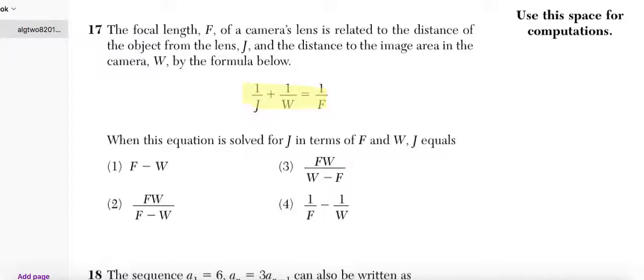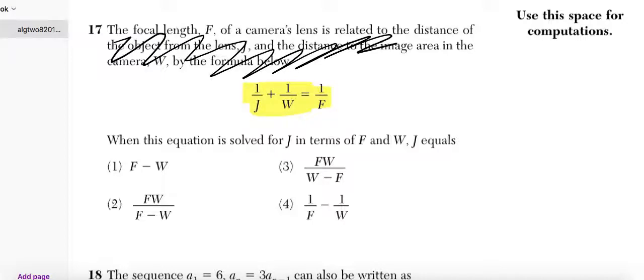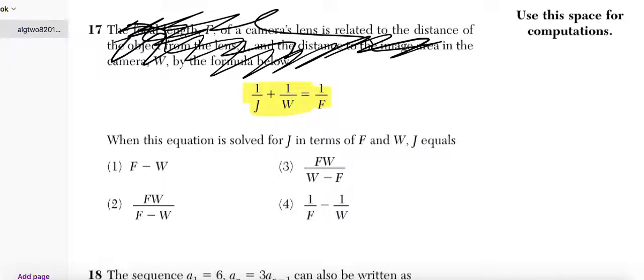Basically, we just need to use this formula here. We didn't need all this extra information in this question, and the only reason I know that is because I've seen it a few million times, and I'm only slightly exaggerating. When this equation is solved for j in terms of f and w, j equals, so basically they're just saying you want j by itself on one side of the equal sign. So the logical thing to do, guys, is to subtract 1 over w on both sides first, and we get 1 over j equals 1 over w minus 1 over f.